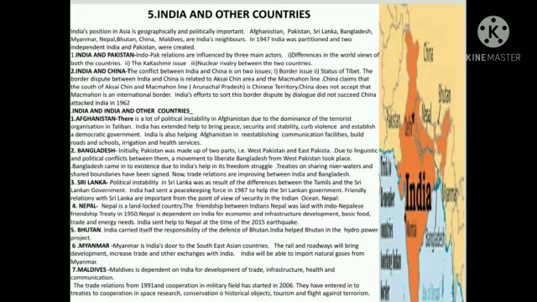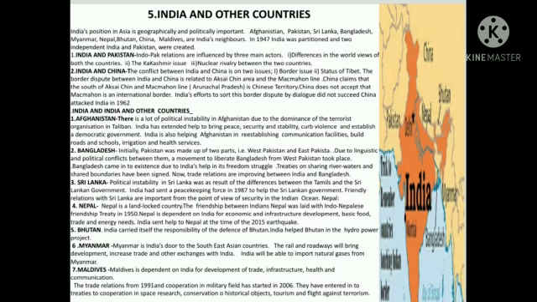Now look at the main points of the fifth lesson, India and other countries. India is economically and technologically more advanced, and that's why India's position in Asia is geographically and politically more important. Afghanistan, Pakistan, Sri Lanka, Bangladesh, Myanmar, Nepal, Bhutan, China, and Maldives are India's neighbors, and the values of equality and mutual respect have great importance in India's foreign policy, and India always maintains relations with these neighboring countries on these values. The first neighboring country of India is Pakistan.